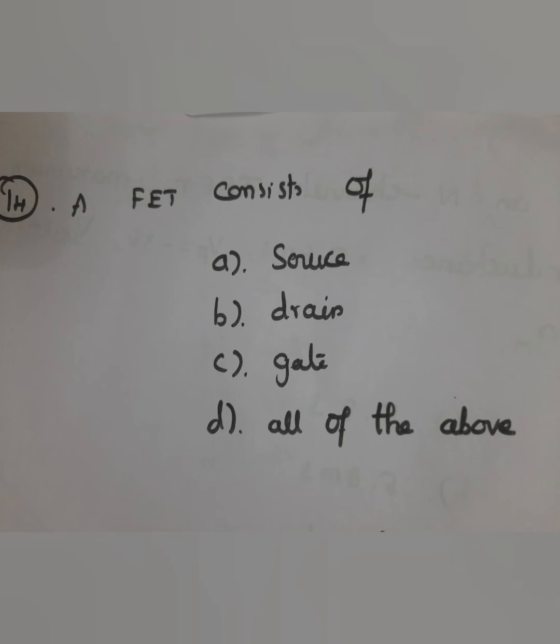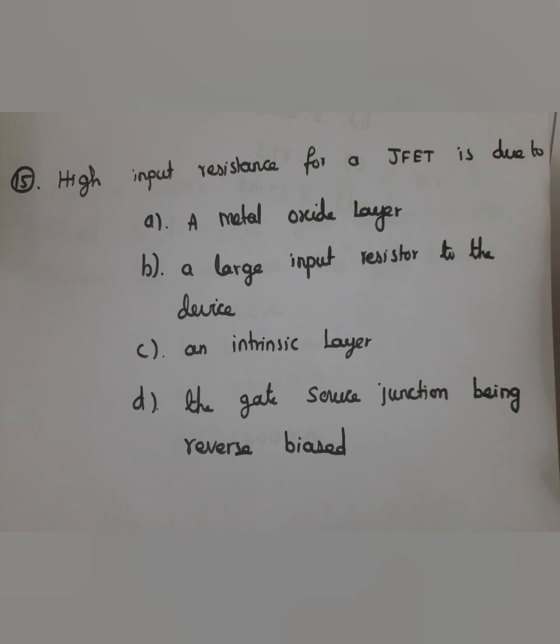A FET consists of source, drain, gate or all the above. Find the answer. High input resistance for a JFET is due to. Find the answer from A, B, C, D.